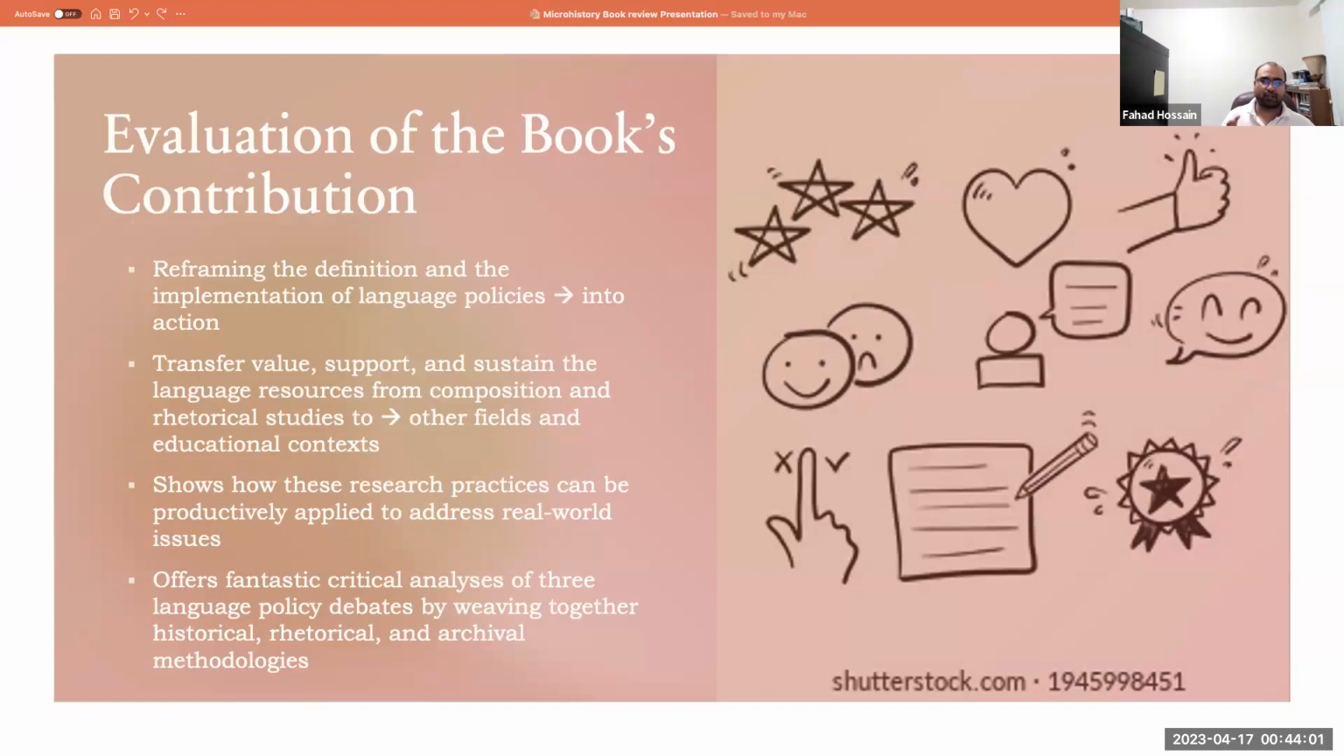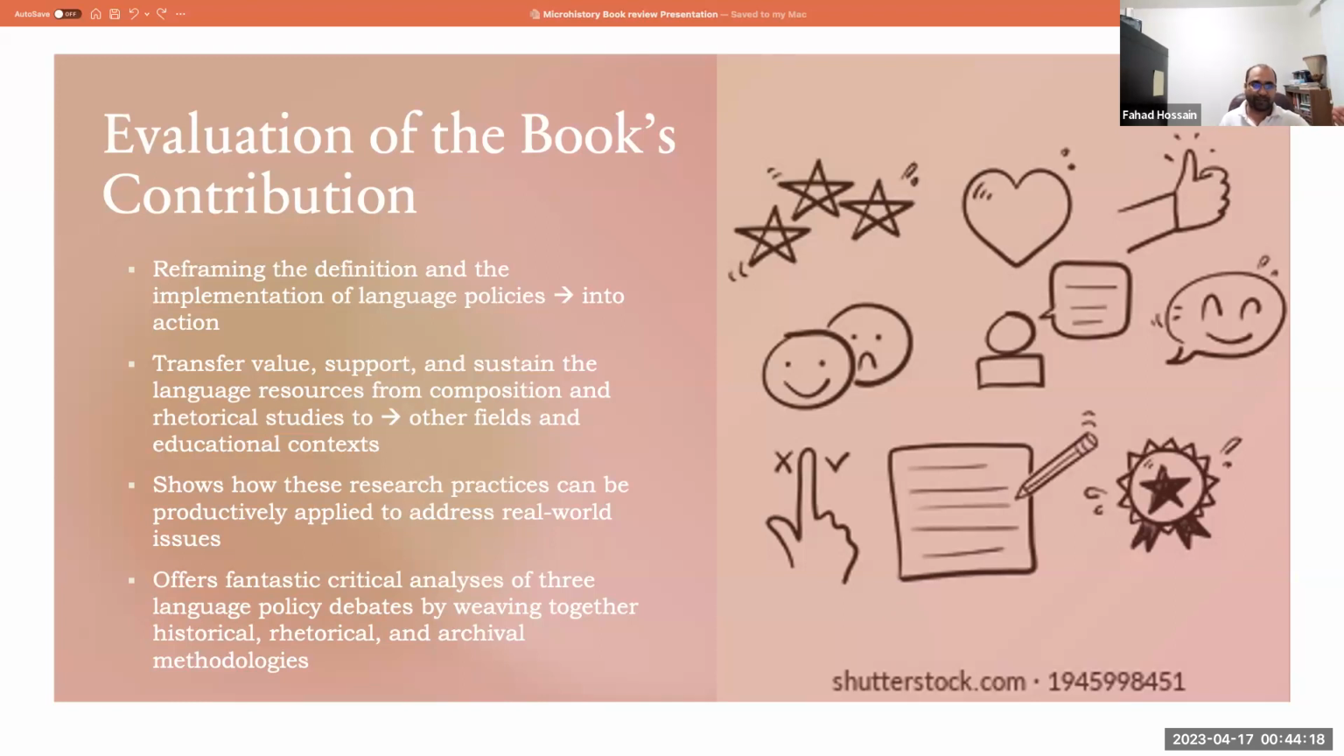And if you want me to evaluate the book, yes, the book is great. And the contribution that it makes into our present area of knowledge is that it reframes the definition and the implementation of language policies into action. That's the most significant contribution that the book makes.